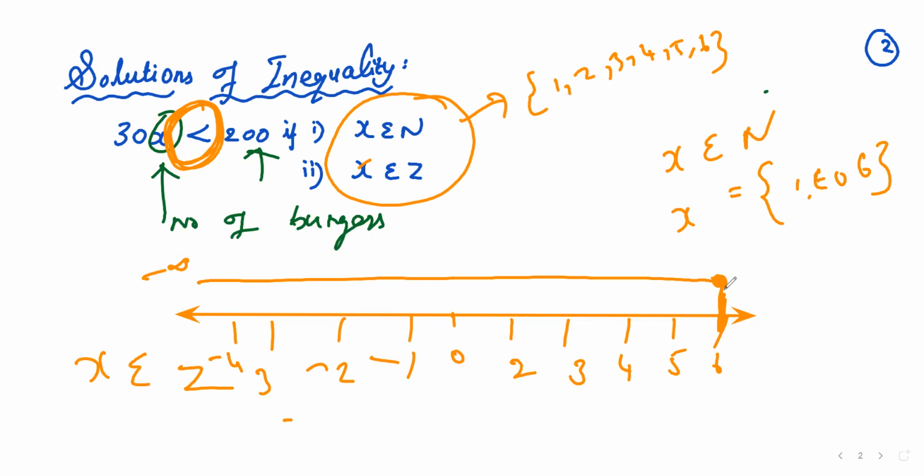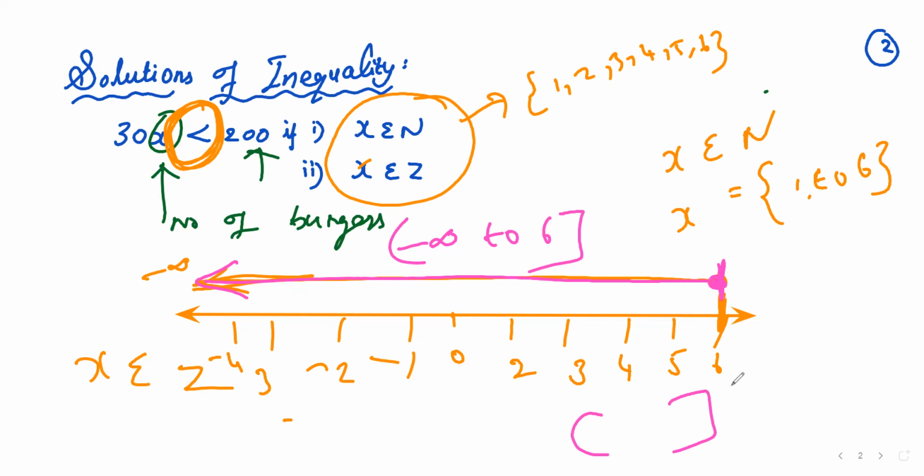You can't buy more than 6. From here, your solutions lie from minus infinity to 6. Minus infinity to, what is this? Two brackets. I'll teach you, open interval and closed interval. Your solution is lying from minus infinity till 6. Understand? If your z is an integer.